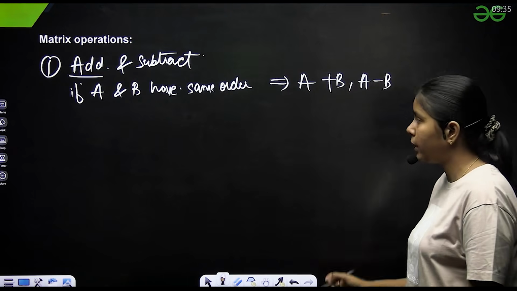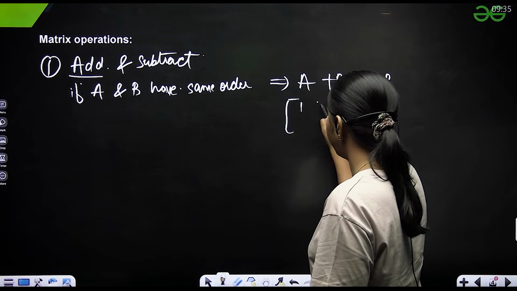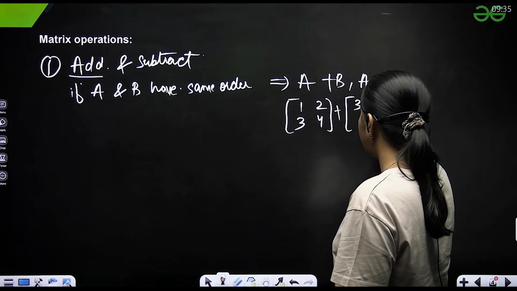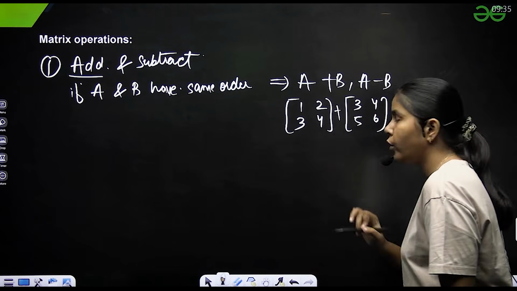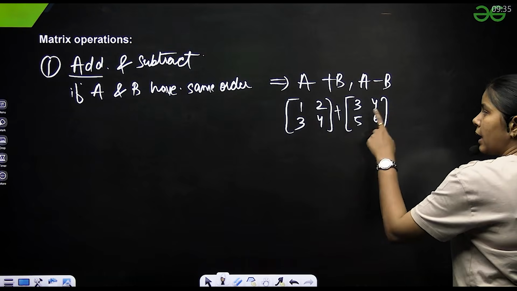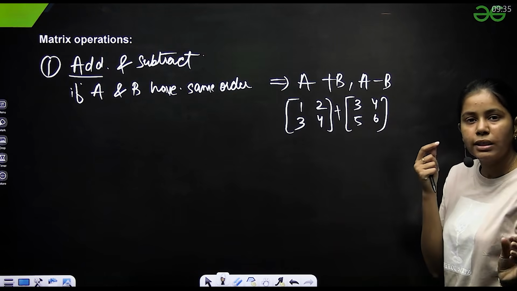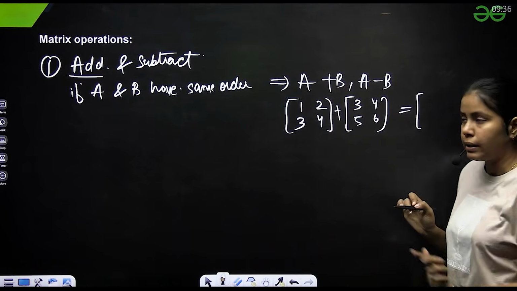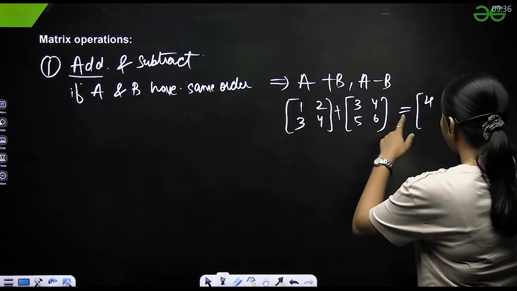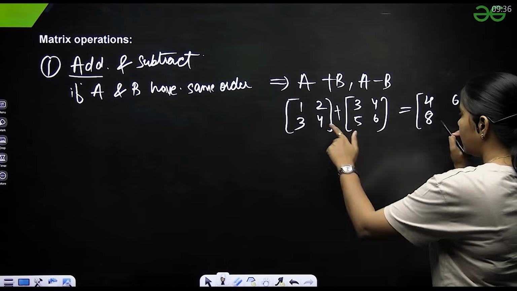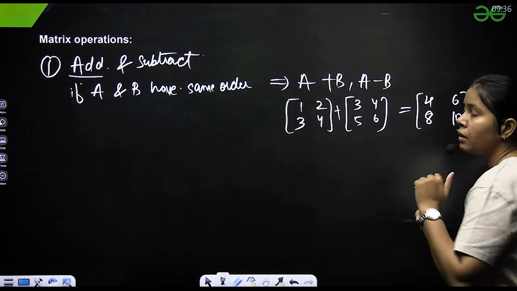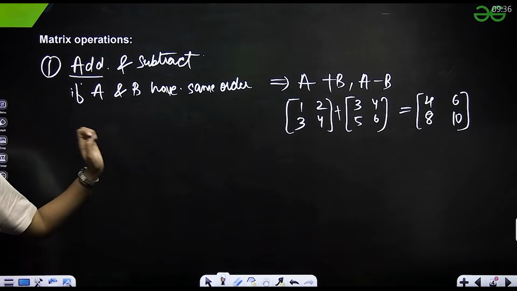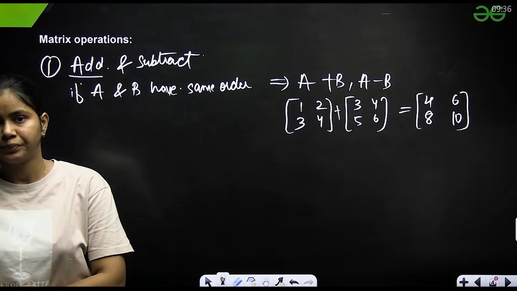And how would you find A plus B and A minus B? Let's suppose we have the matrix 1, 2, 3, 4, and another matrix 3, 4, 5, 6. These are 2 matrices. This is A, this is B. You are going to find the sum of the 2 matrices. So what is A plus B? You add individual entries. 1 plus 3, 4. 2 plus 4, 6. 3 plus 5, 8. 4 plus 6, 10. So this is the sum of 2 matrices. Similarly, you can find the subtraction by subtracting individual entries.